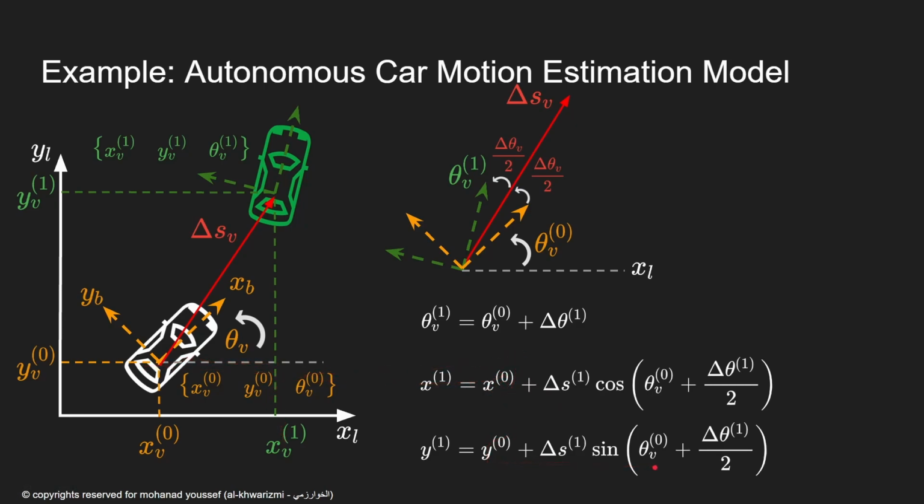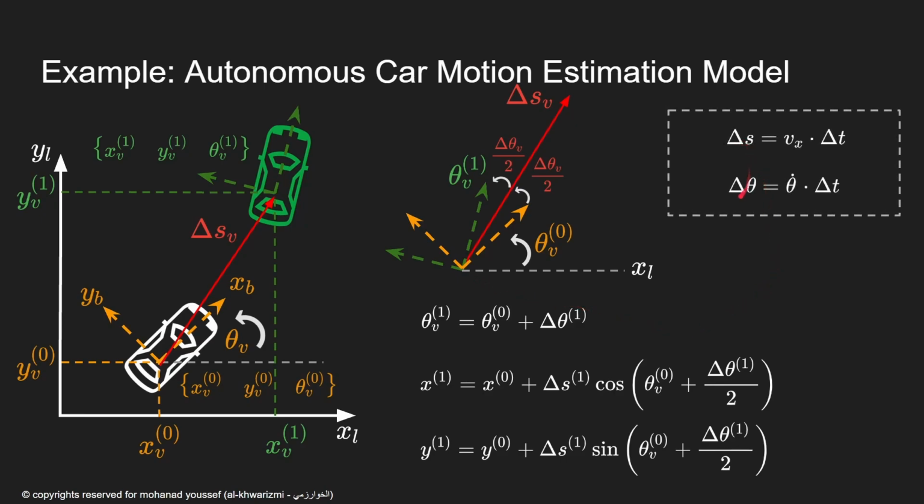The same for the y. This term will evaluate to this distance, and when we add it to the initial y position here, then we come up with the new y position. So that's simply the ego motion model for very small changes in the heading angle.